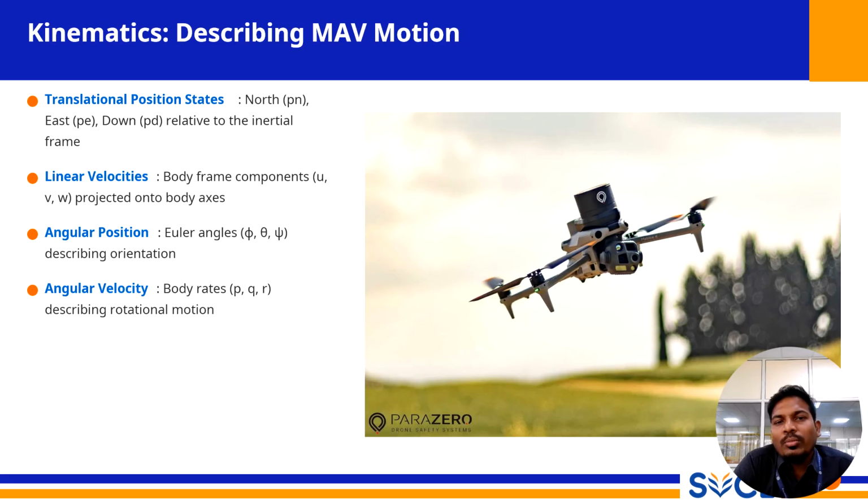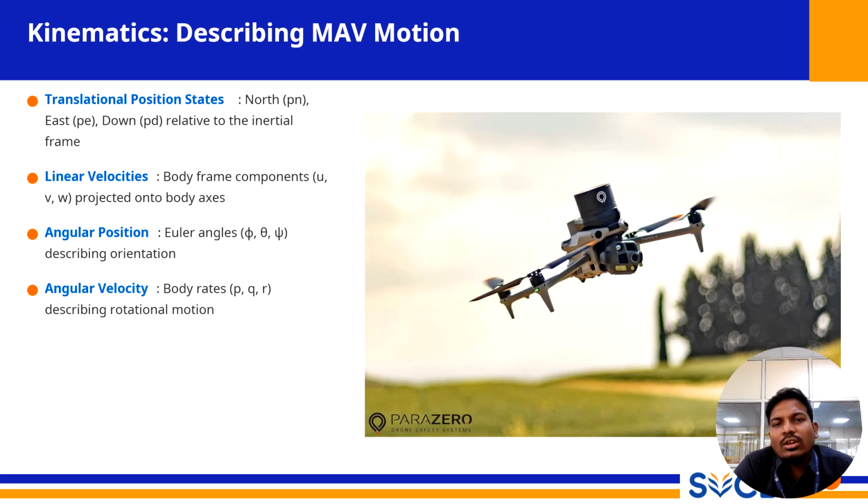The variable u represents the forward speed, v is the speed to the right, and w is the speed downwards, all from the drone's perspective. This is more intuitive for control because the thrust from the propeller and the aerodynamic forces are also aligned along these body axes. The next set of states should be familiar from our previous discussion.